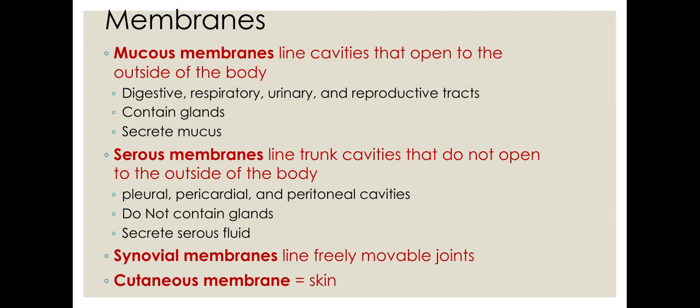Then we've got synovial membranes. Synovial membranes are going to line freely movable joints. So any of your joints that move around, right, like you bend your arm or your knee, you will have synovial membranes. Then you've got the cutaneous membrane, which is your skin.